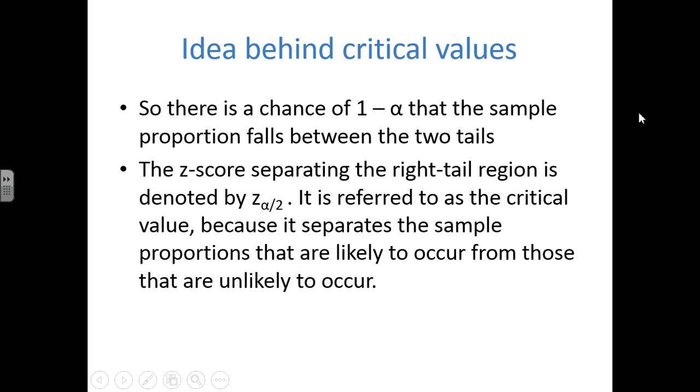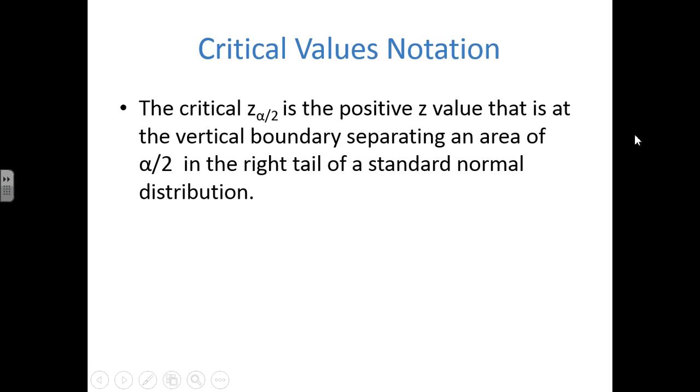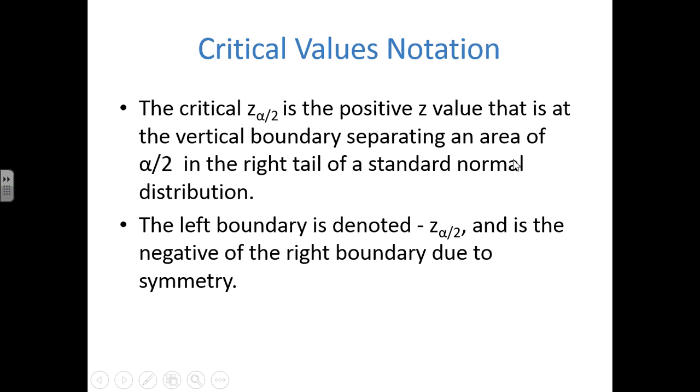So we're going to have to calculate something known as a critical value. The z-score that separates the right and left tail region is denoted by z of alpha over 2. That's the value that separates the right tail, and minus z of alpha over 2 separates the left tail. Okay, so we can do this with Minitab or with our standard normal table.